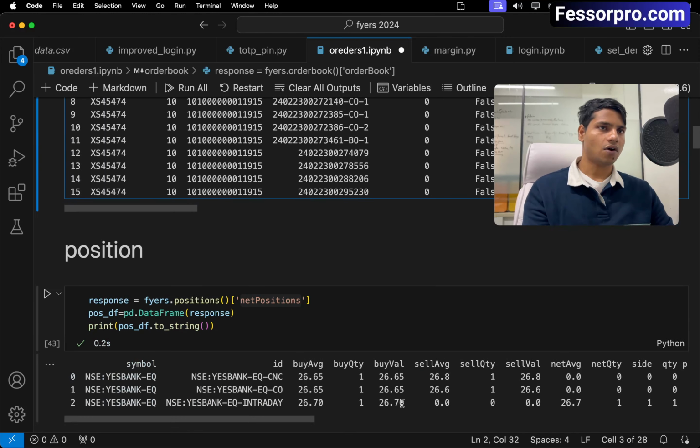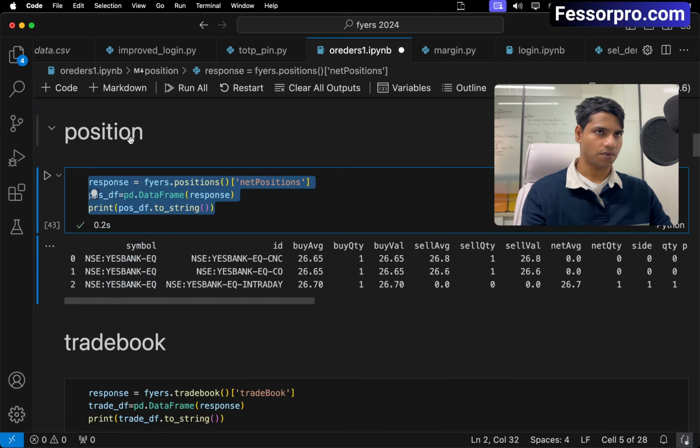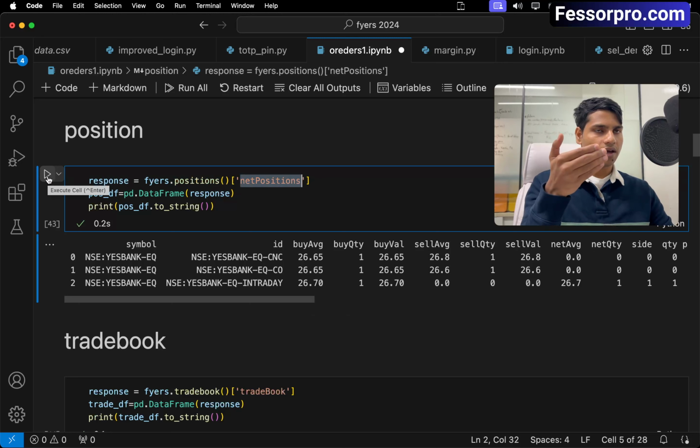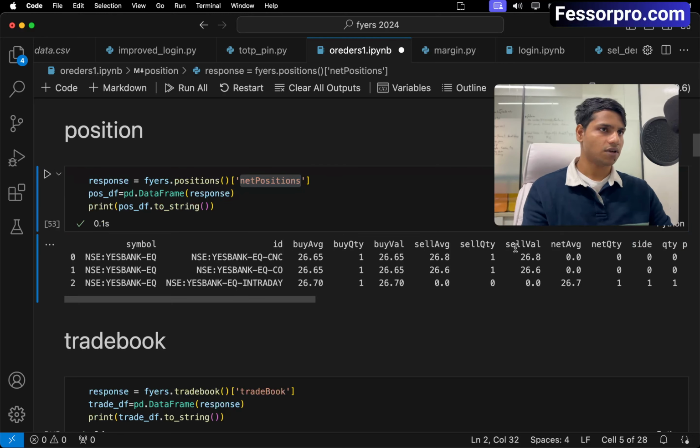Just like order book, you can also fetch position. You need to call the position function. It will give you a dictionary. In that dictionary, one of the key value pairs will be net position, and the value will be the entire data. I'm fetching the data, converting it into a data frame, and printing it. This is how the data frame looks like.